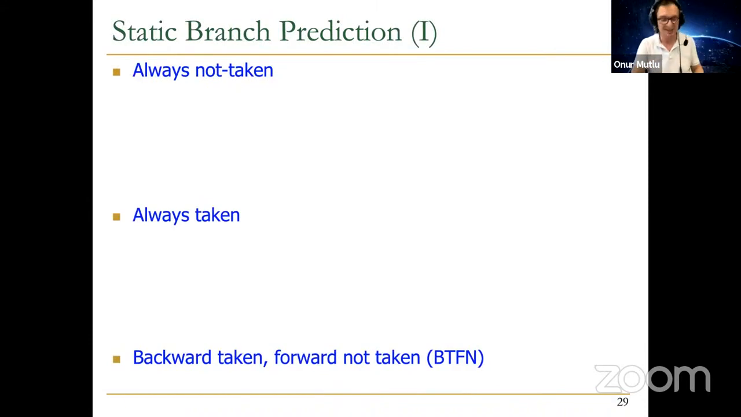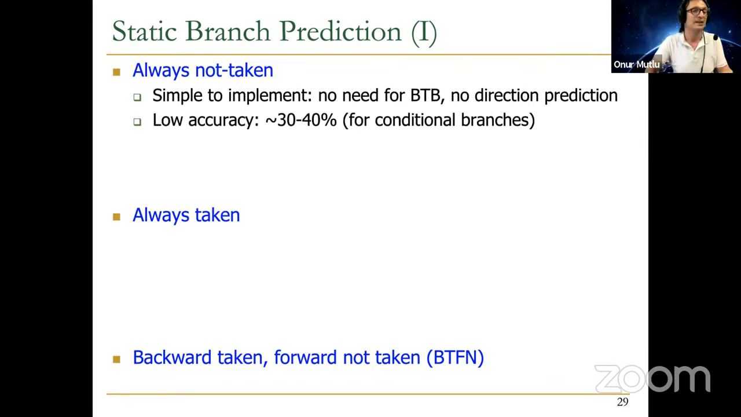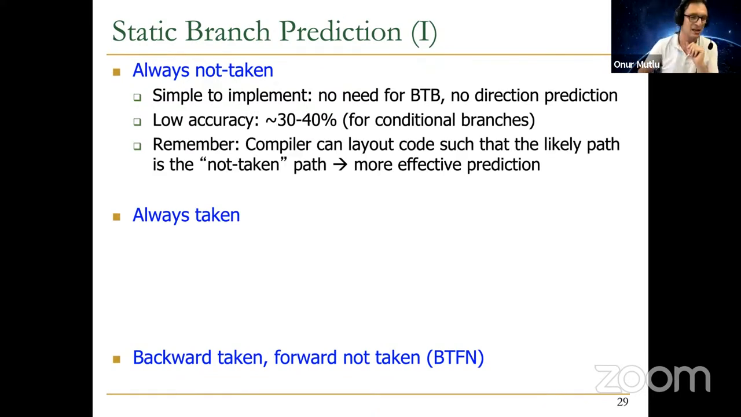We already covered the always not taken one. So advantage is clearly it is simple to implement. There's no need for BTB, no direction prediction, but low accuracy, as we discussed. You could improve the accuracy by laying out the code or eliminating the branches, but that turns out to be hard. So basically, the compiler can lay out the code such that the likely path, the frequently executed path, is a not taken path. This could lead to more effective prediction, but there are downsides to it, as we have discussed earlier.